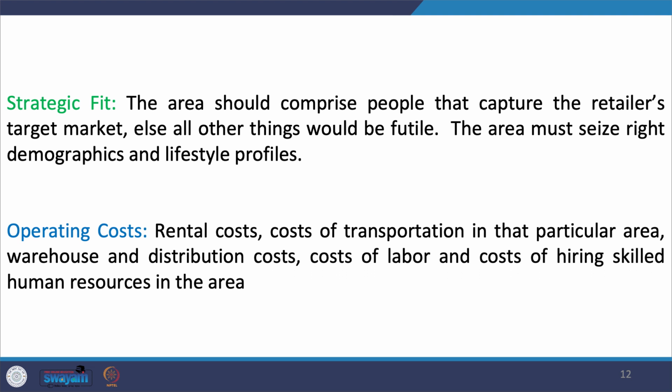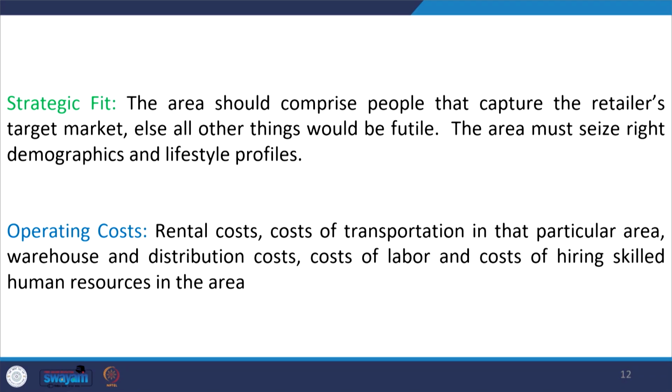Now another factor which becomes important is strategic fit. This simply indicates that it is best to open a retail store where you have an aligned target market. Let's say there is a particular product which is only targeted at youth, and we open a retail store selling this product in localities where mostly senior citizens are living, right? This is not going to make much sense, and all other things are going to be futile. So while picking a retail site, it must be made sure that it is precisely occupied by the target market audience, or what you consider your ideal customer profile, right? Otherwise things might not work in the best possible way.